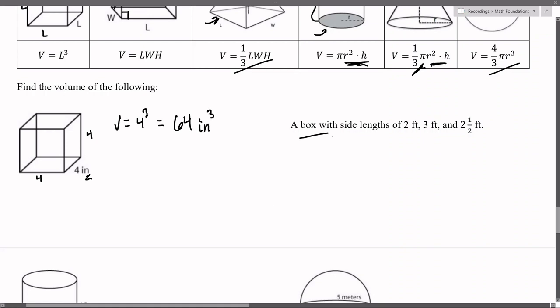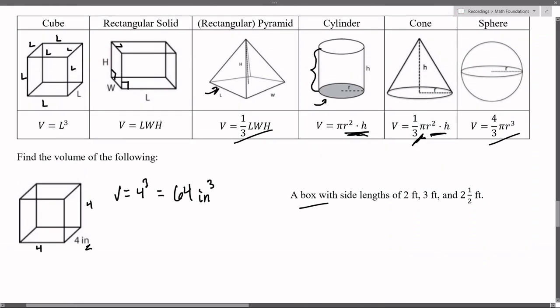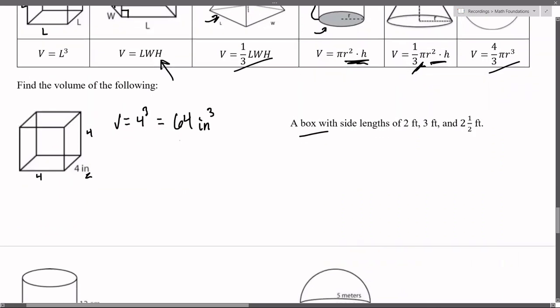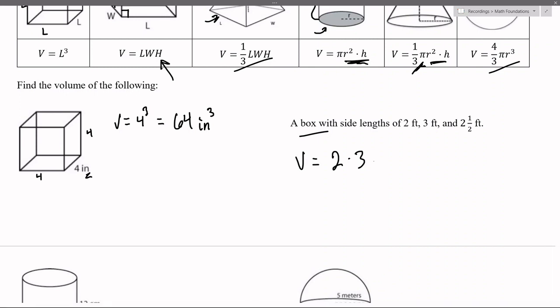Now a box is the same thing as a rectangular solid here. So this one here, length times width times height. Again, just like the pool example. So the volume of this is going to be the length of 2 feet times the width of 3 feet. Which name you give the sides doesn't really matter. Typically, the length is the longest side, but generally it depends on how it's oriented in the real life scenario.